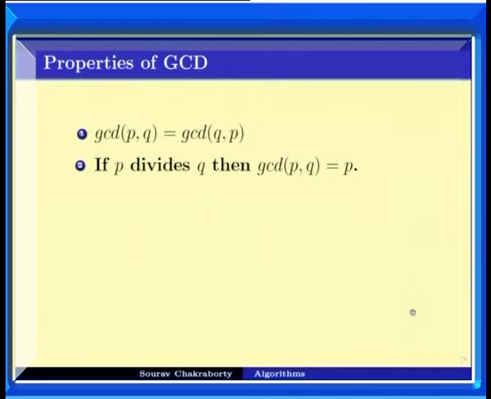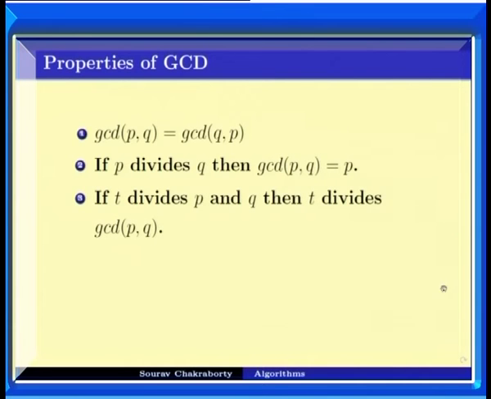First of all, we had seen that GCD of P and Q is equal to GCD of Q and P. It doesn't matter in which ordering P and Q are given, the number that divides both P and Q will also divide the number that divides both Q and P. The second condition: if P divides Q, then GCD of P and Q is P. Again a simple observation, because P of course divides P and Q, and no other element greater than P will divide P. So GCD will be P.